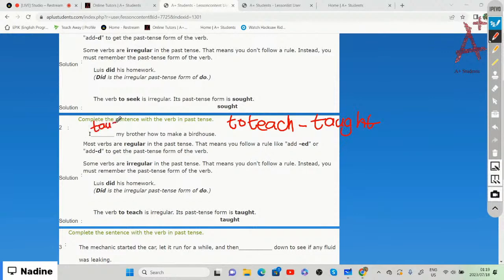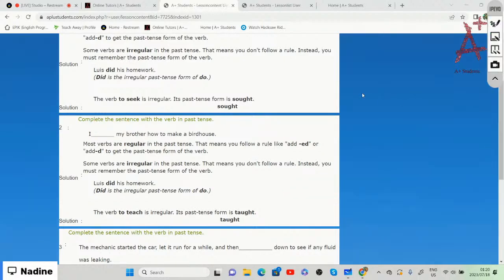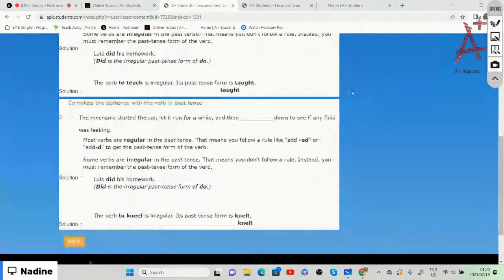Taught. And remember, there's a difference between taught and thought. So do not get that incorrect, right? So taught is to teach, and thought is to think, right? So taught and thought. All right.